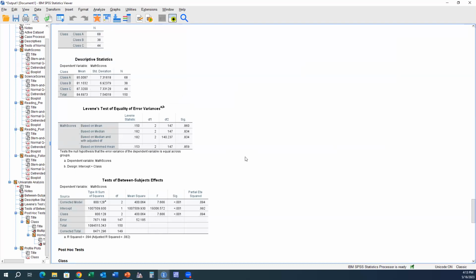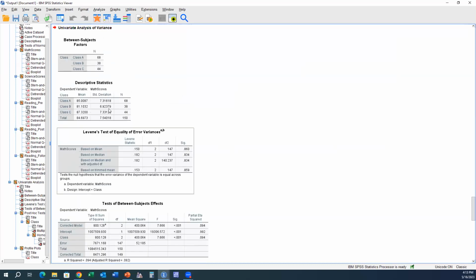And this is what an ANOVA output looks like. At the top, we can see how many participants fall into each class, how many students are in each class. We can see the average math scores for each class.